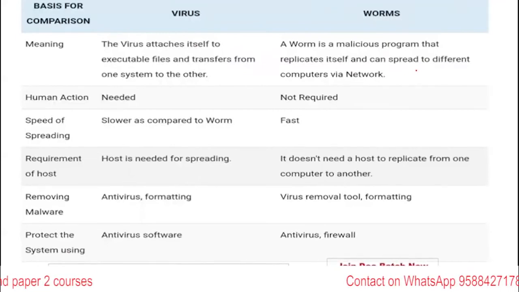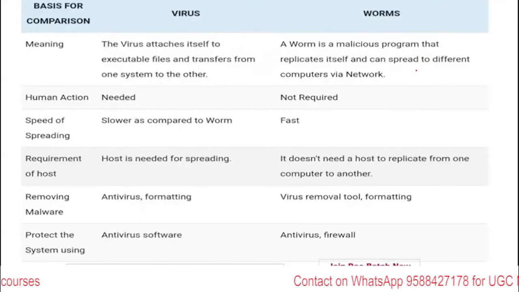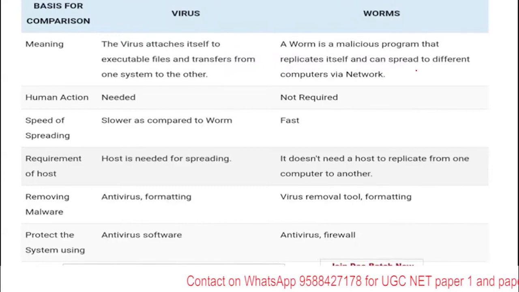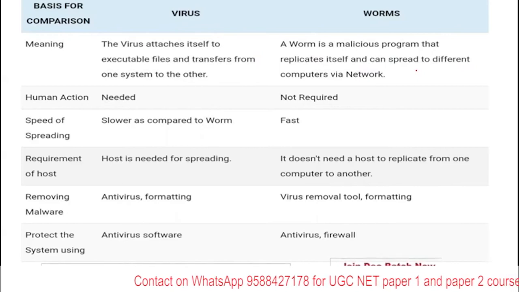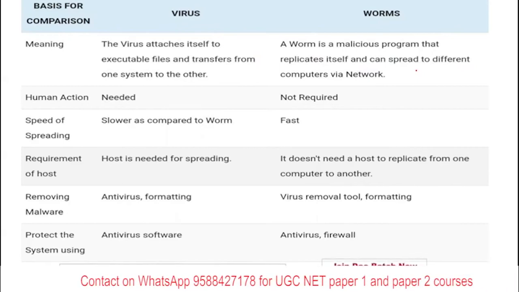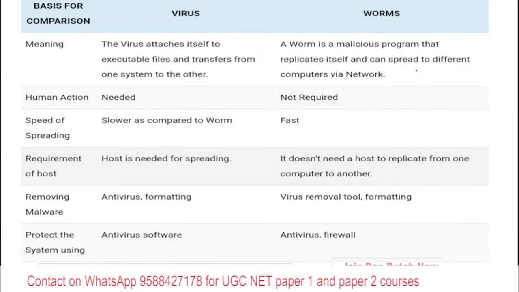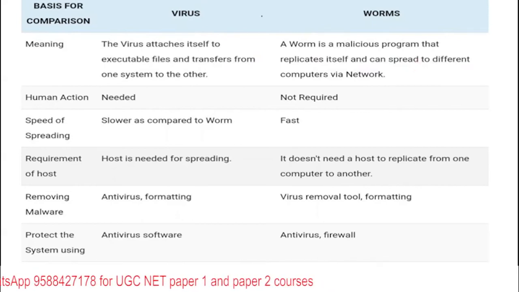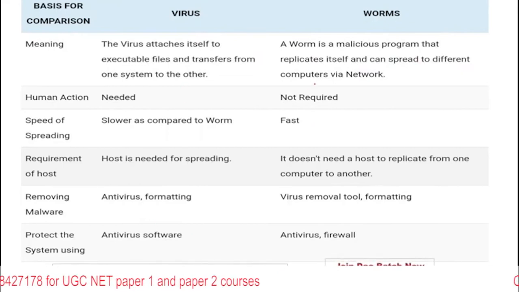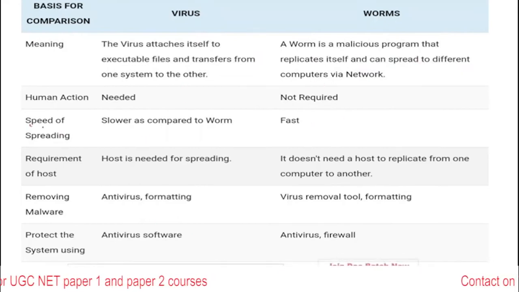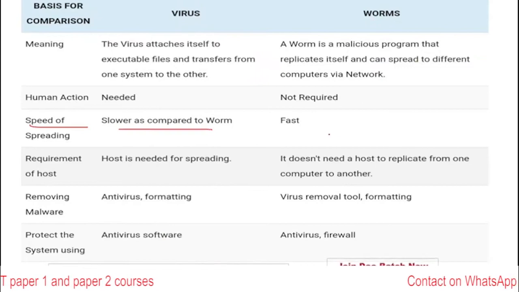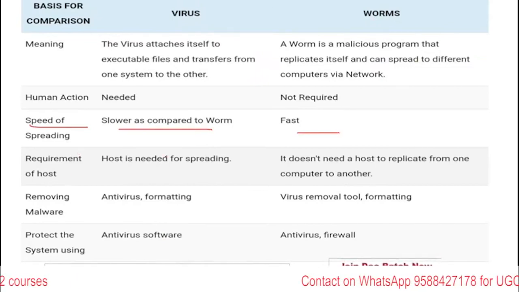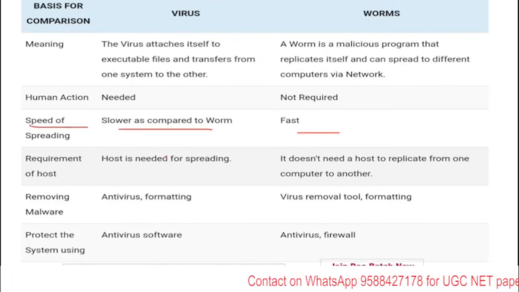Virus and worms, if you want to know the difference: a virus attaches itself to executable files and transfers from one system to another, whereas a worm is a malicious program that replicates itself and can spread to computers via network. In a virus, human action is needed, whereas in worms, it's not needed. The speed of spreading is slow in a virus, whereas in worms it is faster. A host is needed for spreading in a virus, whereas in worms it is not needed.